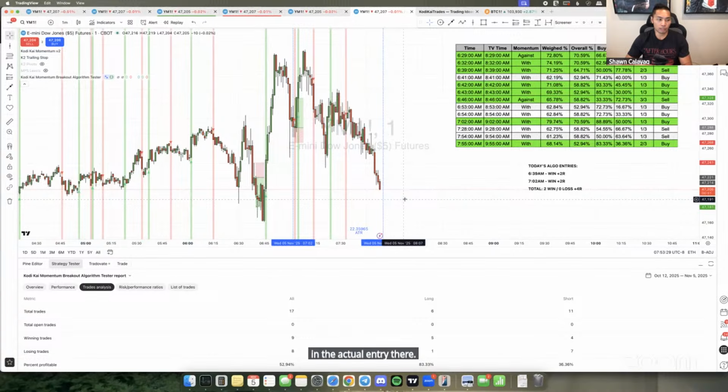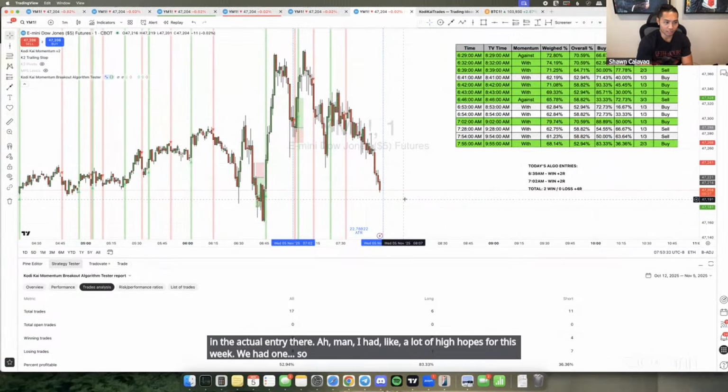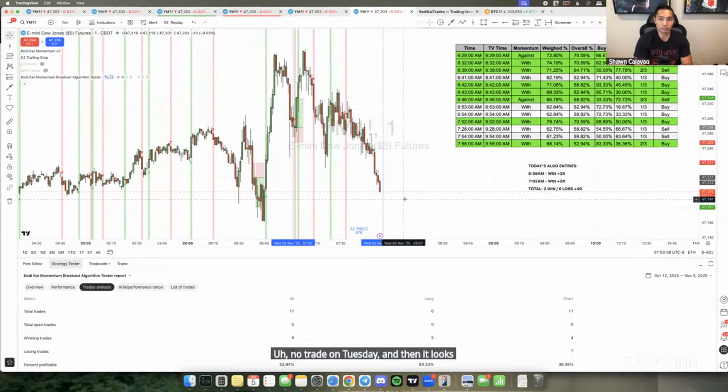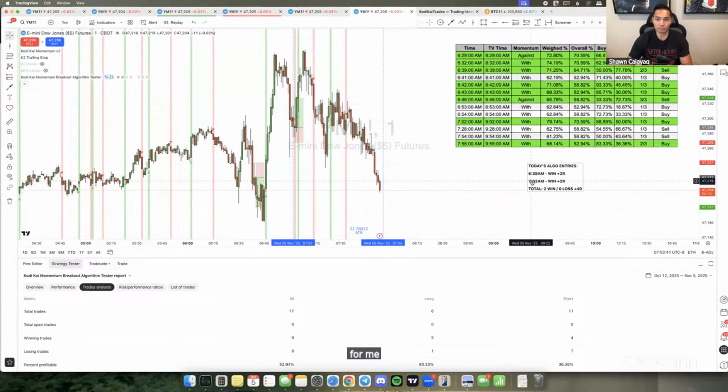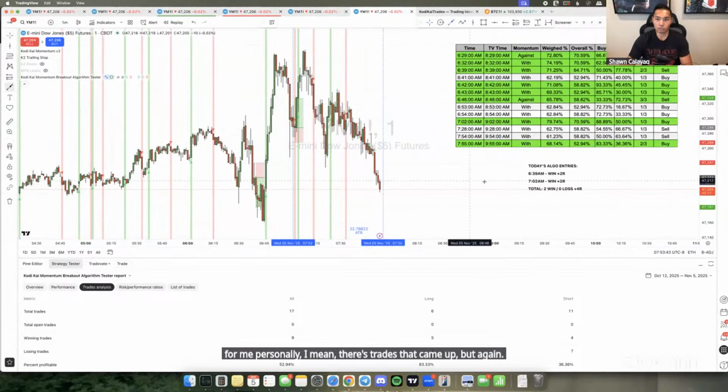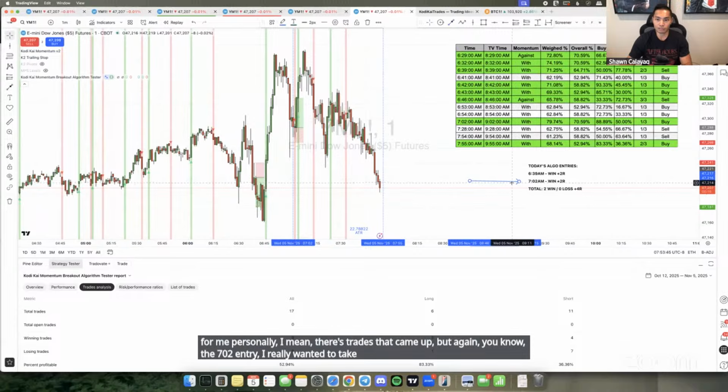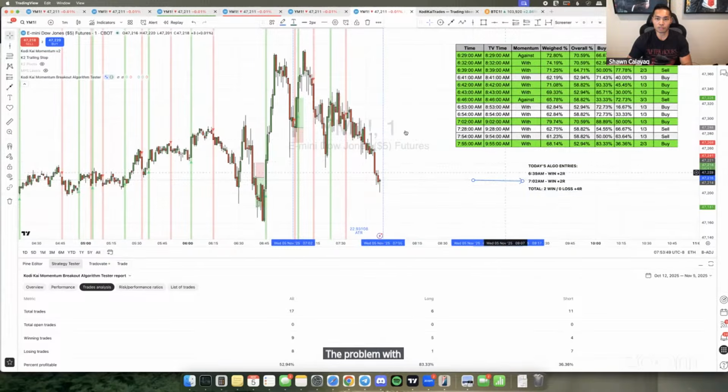Man, I had a lot of high hopes for this week. We have one win for this week. That's it. We have one win on Monday, no trade on Tuesday, and then it looks like no trade today. For me personally, there were trades that came up, but the 702 entry, I really wanted to take this one. This is the same one I wanted to take yesterday. The problem with that one is that there was news at 7 o'clock that caused this big spike right here, the inflation news.